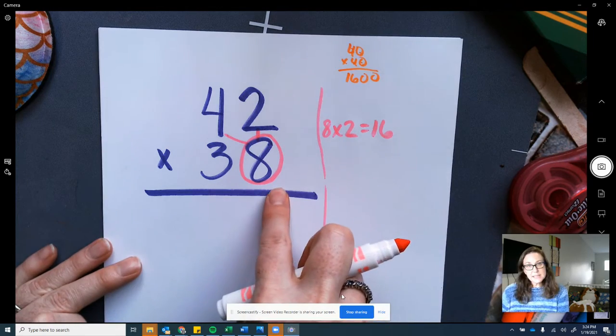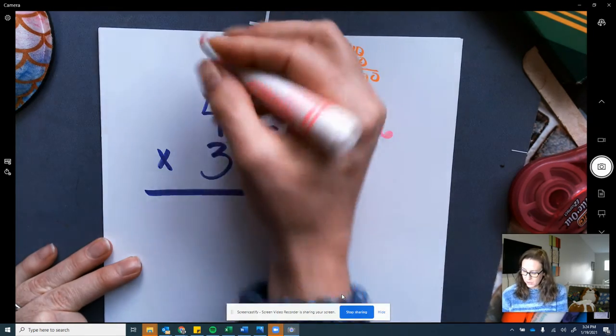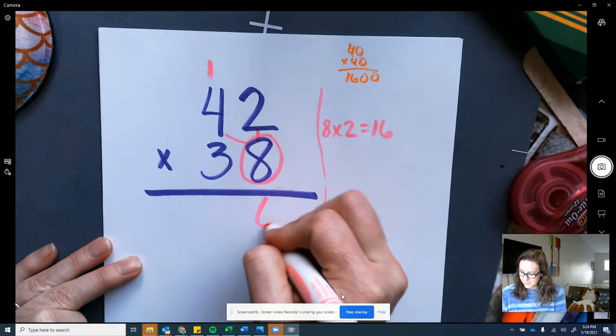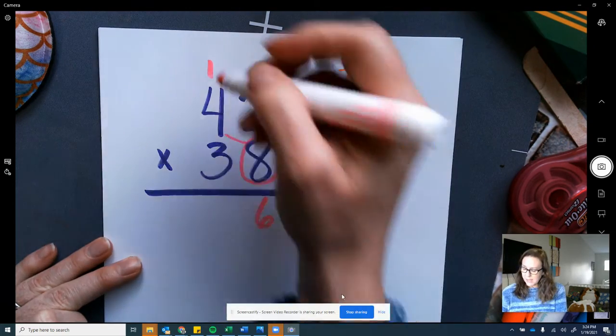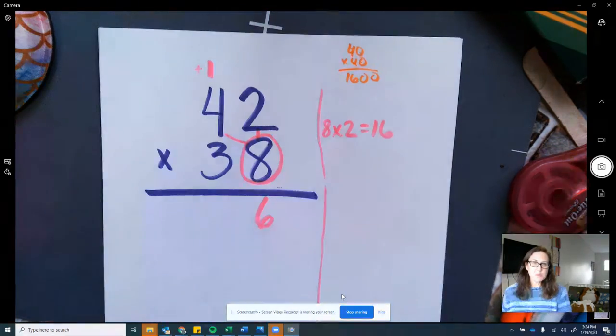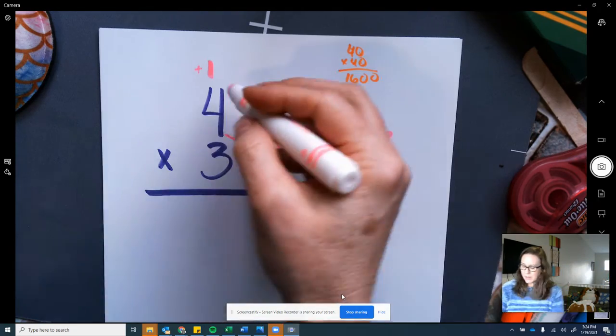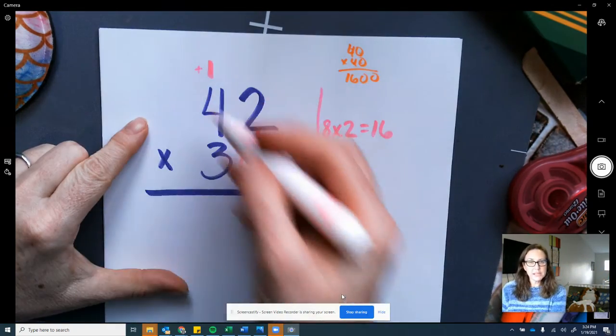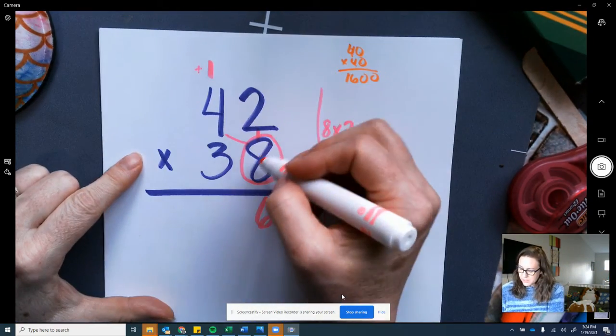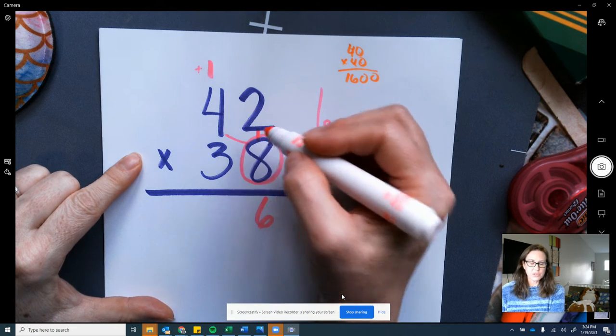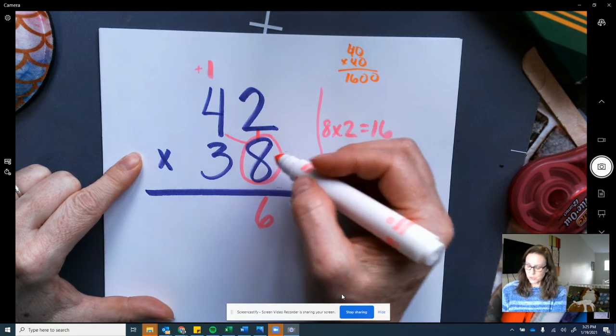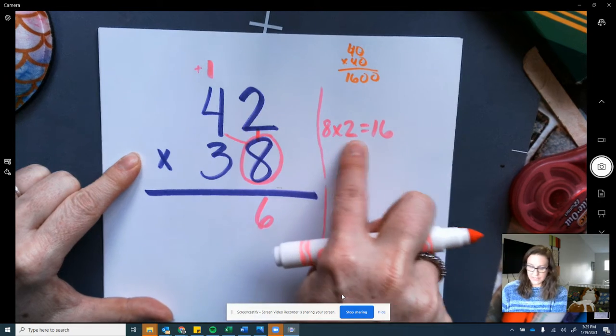When we write 16 down, it's like when we carry, we put the 1 over here and the 6 down here. Now, I like to put a plus sign there, but most people don't, just to remind me that I have to add that 1 into what we're doing. Okay, so I've done my 8 times 2. I'm done with that because I've done it.